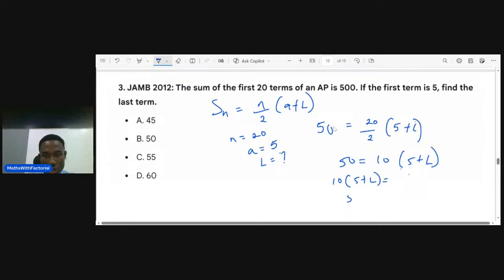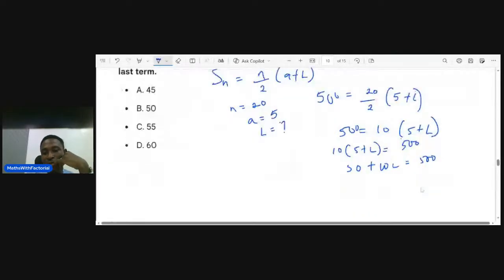Just follow through. 500 equals 20 over 2. So this one gives us 500, this one gives us 500. So here we have 10 to be 500. Good. So your 10 times 5 is 50 plus 10L equals what? 500. All right, good. So let's move on.